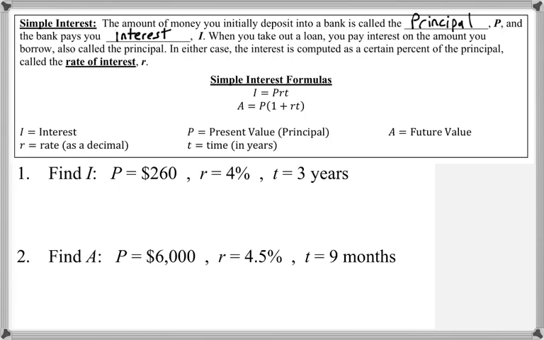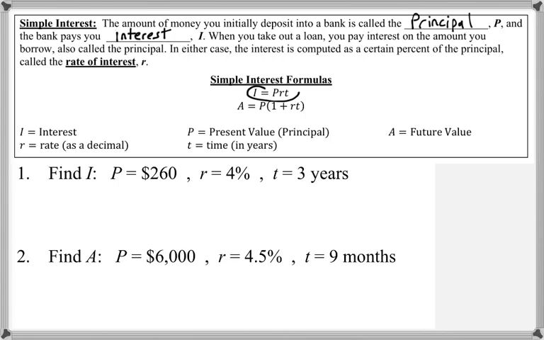Now, when you take out a loan, you pay interest on the amount you borrow, and that's also called the principal. In either case, the interest is computed as a certain percent of the principal, called the rate of interest, which is represented with the letter R. So we have two simple interest formulas here.